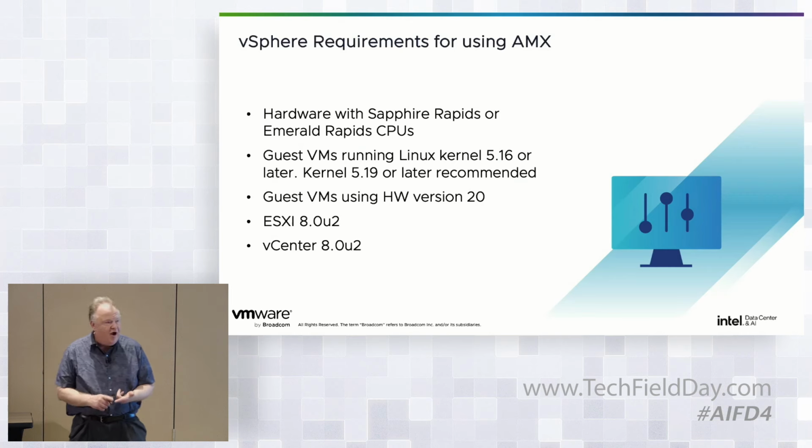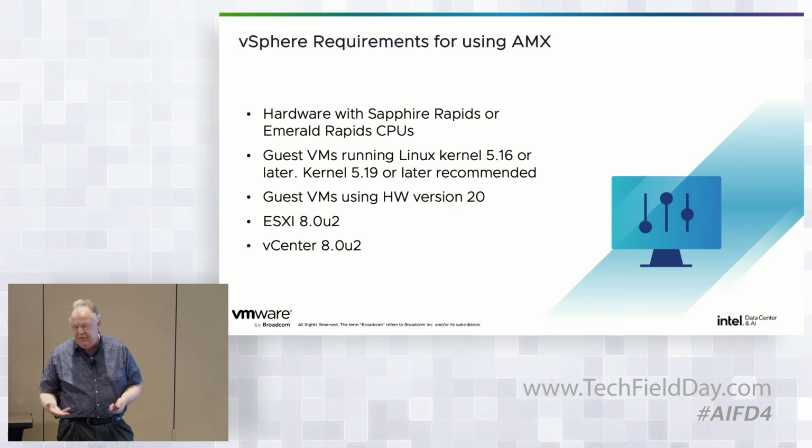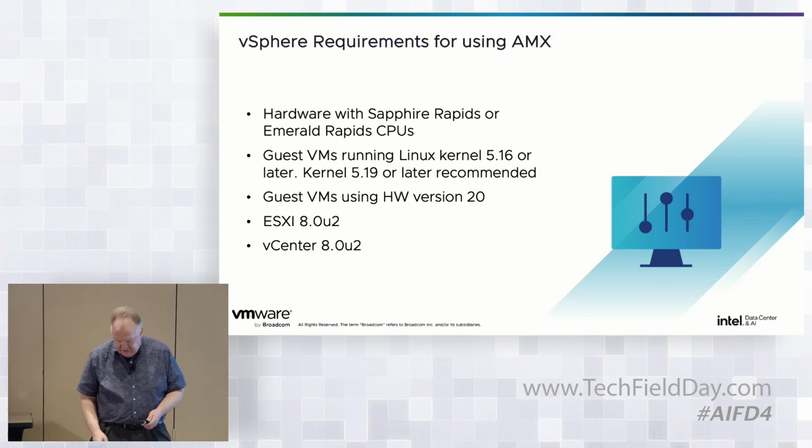So the requirements to actually run this in your environment: you need Sapphire Rapids or Emerald Rapids CPUs, obviously. Your guest VMs need to be running Linux with a 5.16 kernel or later, 5.19 recommended. You've got to be running vSphere 8 U2 and vCenter 8 U2. And then guest VMs are using hardware version 20. Once you've got all that, the AMX instructions are there in the VM. If you're running software in the VM, it's going to be able to use those instructions, and you can do your AI workloads that use AMX.